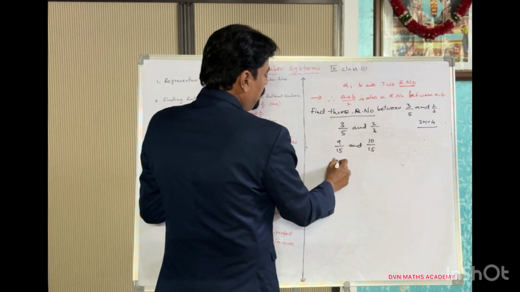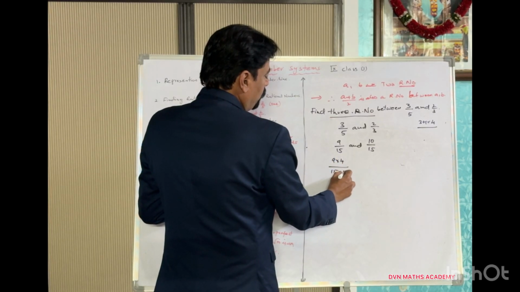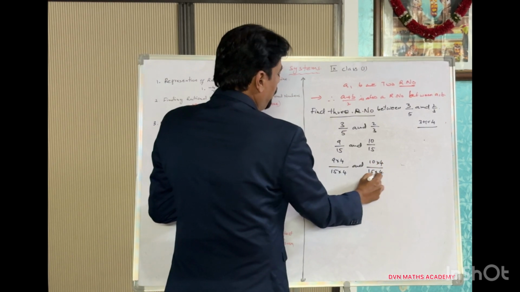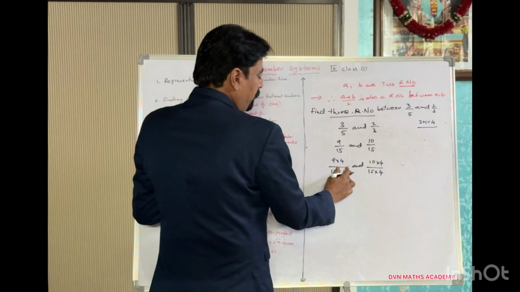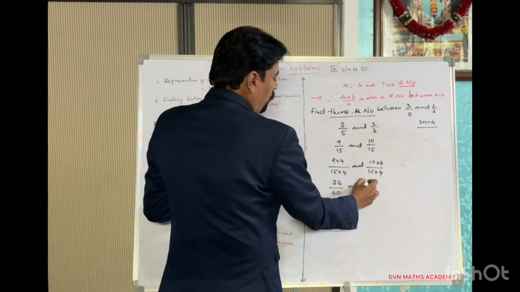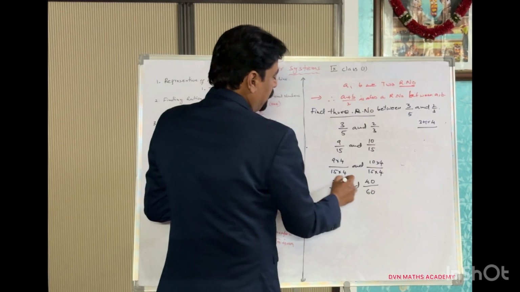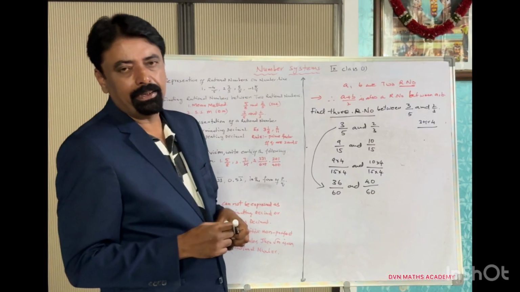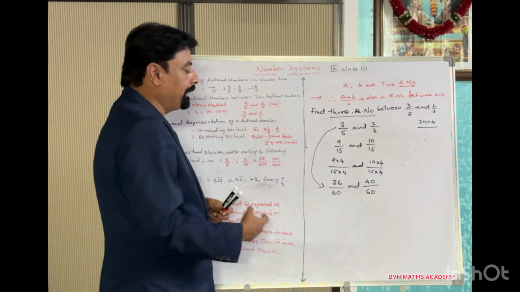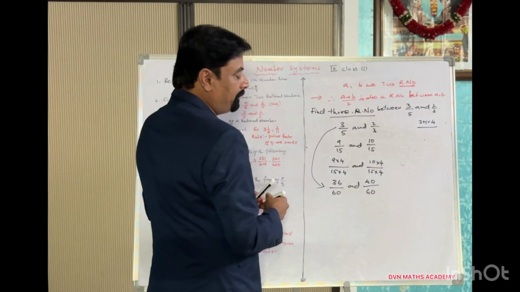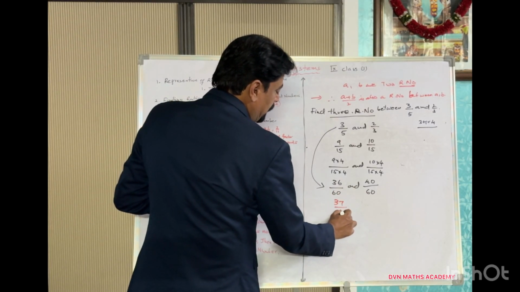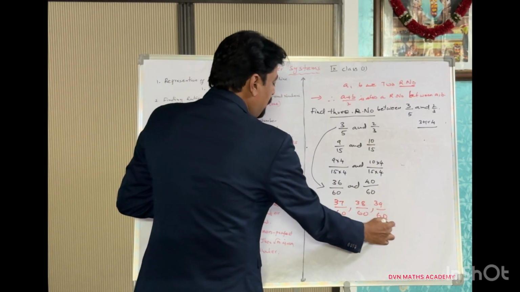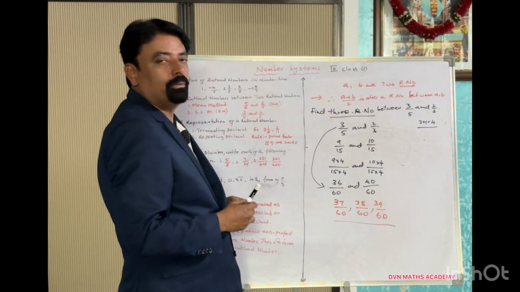What happened, you see, 9 into 4 by 15 into 4 and 10 into 4 by 15 into 4. 9 4s are 36, 15 4s are 60 and 10 4s are 40, and this becomes 60. Now the given rational numbers are converted into 36 by 60 and 40 by 60. Now every student will say the rational numbers between these two are 37 by 60, 38 by 60 and 39 by 60. So these are the three rational numbers between the given two rational numbers.